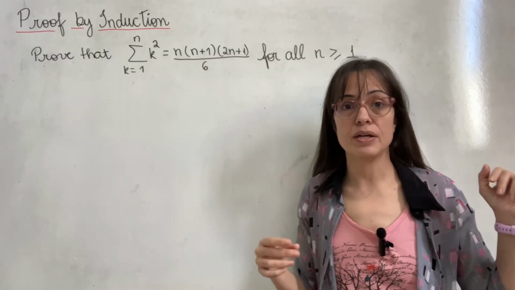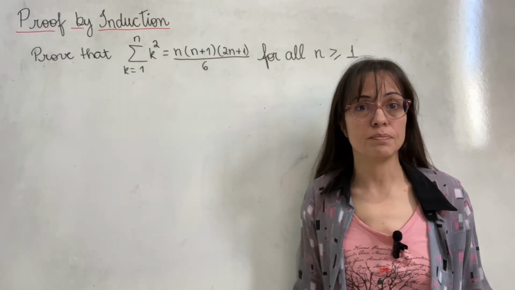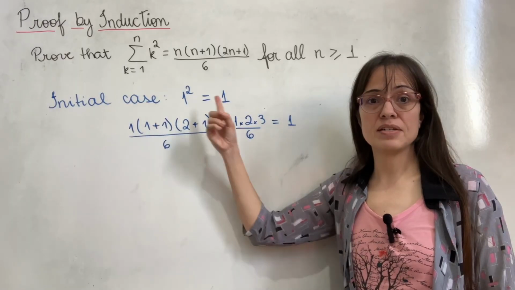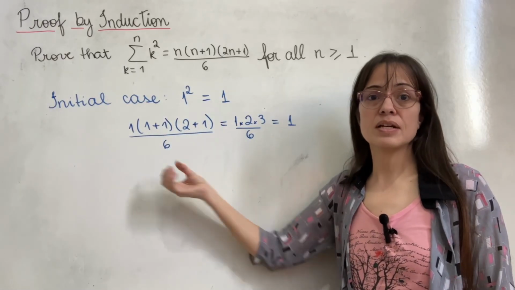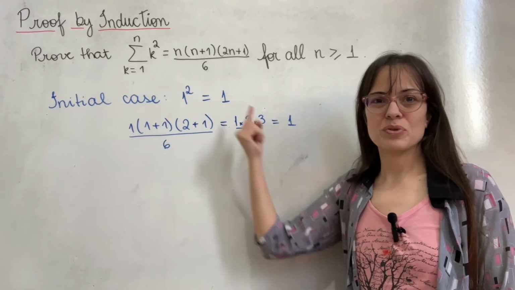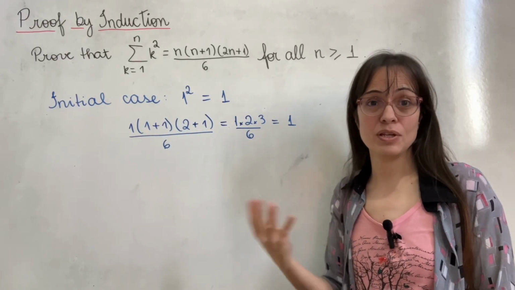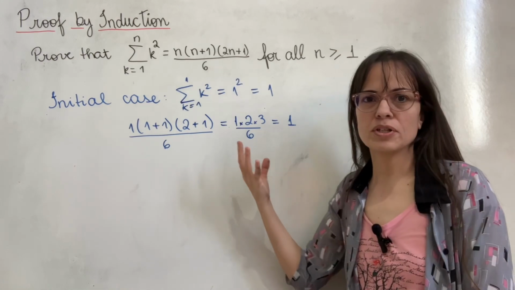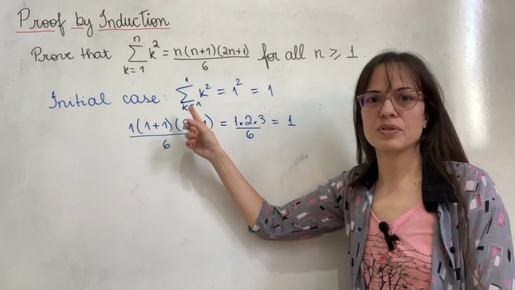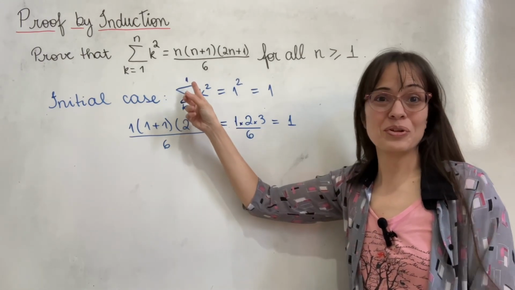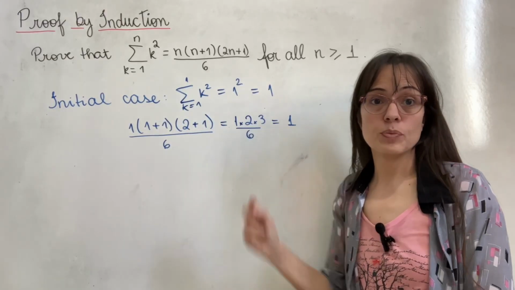So let's start with the initial case, n equals 1. So you check that the left side is equal to 1. The right side is also equal to 1. Of course, it didn't have to be 1, right? It's just that the left side and the right side need to be equal to each other. You could have gone a little bit more slowly there and written down the sum going all the way to 1 before just writing 1 squared.